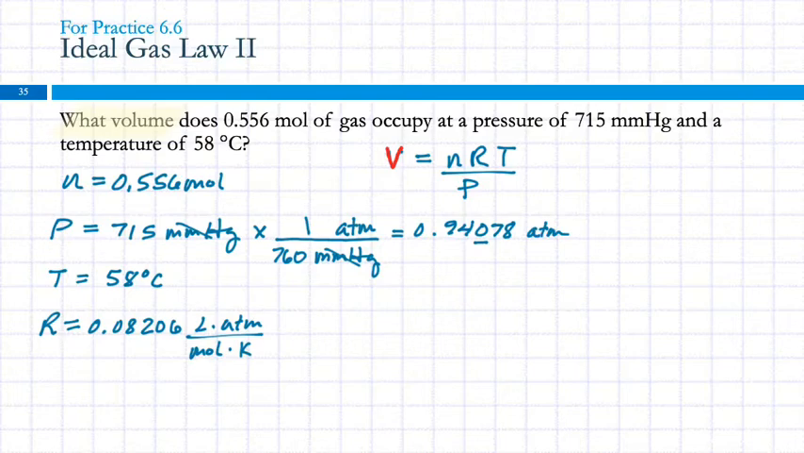Is 58 degrees Celsius good? What unit do I have? I need Kelvin. And you might wonder, well, should I use 273 or 273.15? Well, 273.15 is always better. Here, this temperature has its uncertain digit in the ones place, so using 273 would be fine, but 273.15 is better.